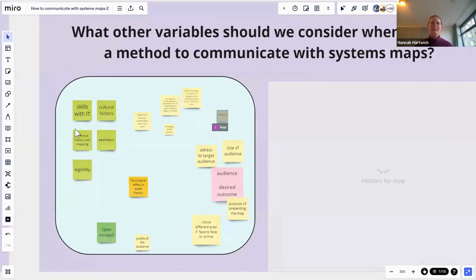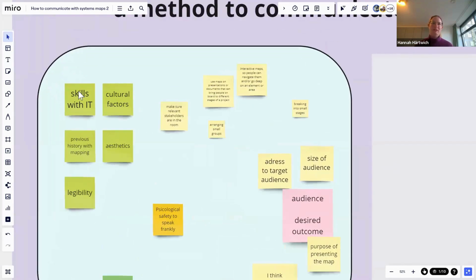Then let's have a look at the other variables that we might want to consider when we are choosing a method to work with systems maps. Yeah, very practical things like skills with IT. Have people used Miro before? Any cultural factors that are coming in? Do they have any previous experience with mapping? And that can be a benefit, but it can also happen sometimes that a systems mapping attempt in the past didn't go so well, and that causes more resistance. So it's good to be aware of that.